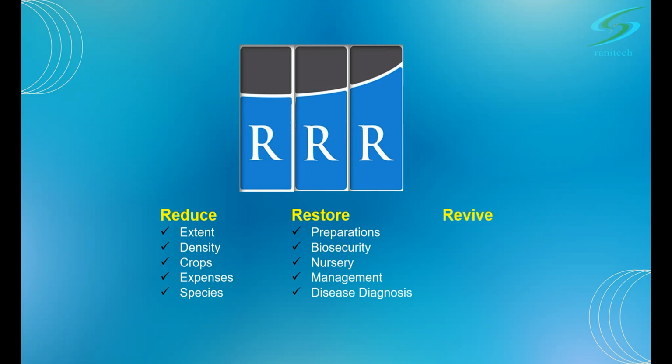The third R is revive. Once we do the first two, reduce and restore, then we can go for revive. So we can have better survival with all the things I'm going to discuss now. And FCR, we can lower the FCR and improve health and growth performance of the shrimp. And the most important thing is timely decision. After disease management, I'm going to spend some time on timely decision.